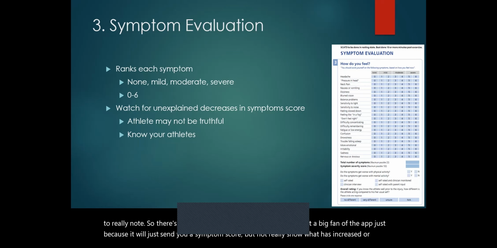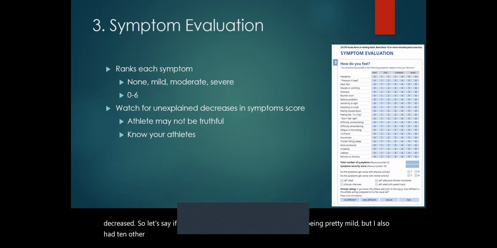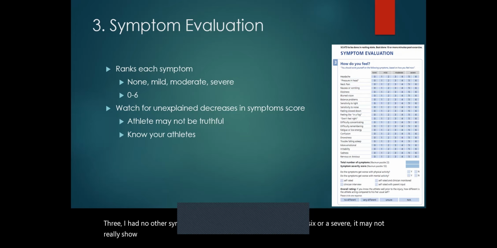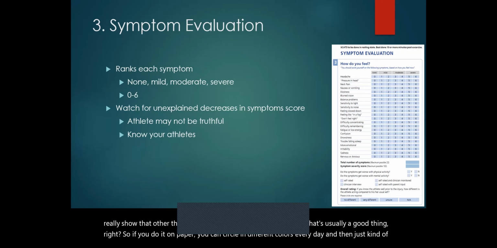So let's say I rated my headache the first day as a 1, being pretty mild, but I also had 10 other symptoms, and then on day 3, I had no other symptoms, but my headache now turned to a 6 or a severe. It may not really show that other than, hey, you have a decrease in symptoms. That's usually a good thing, right? So if you do it on paper, you can circle in different colors every day and then just make a little note of what means what, so you can see how these symptoms have gotten better or worse over time.